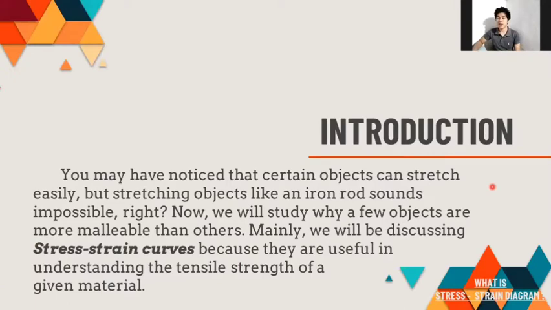So for introduction class, you may have noticed that certain objects can stretch easily, but stretching an object like an iron rod sounds impossible. So, tama naman po diba. Kung yan ay rubber band, it is easy to stretch, but when we say it is an iron rod, then to stretch it sounds impossible. So now we will study why a few objects are more malleable than others. Mainly we will be discussing the stress strain curve because it is useful in understanding the tensile strength of a given material.